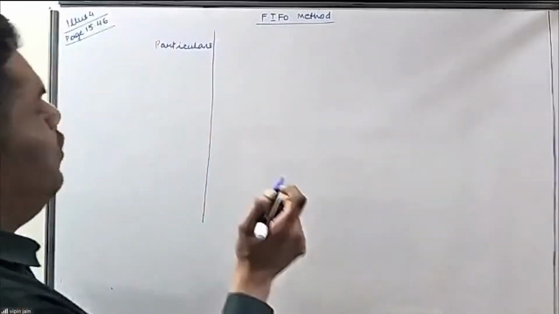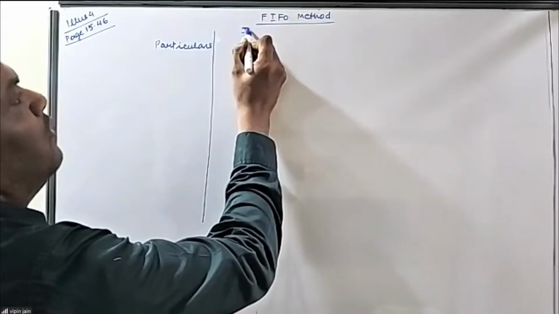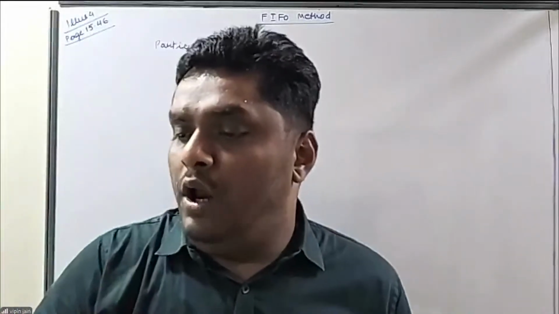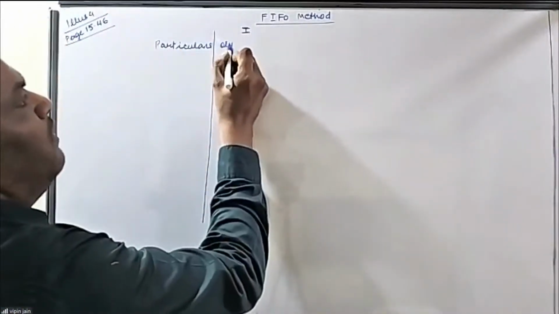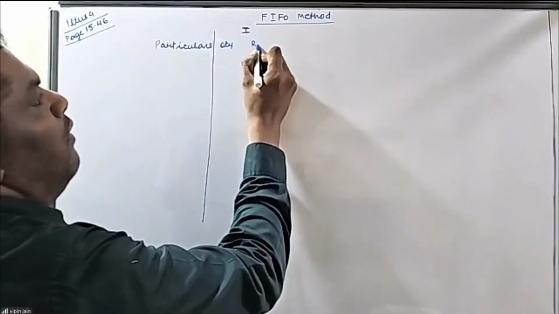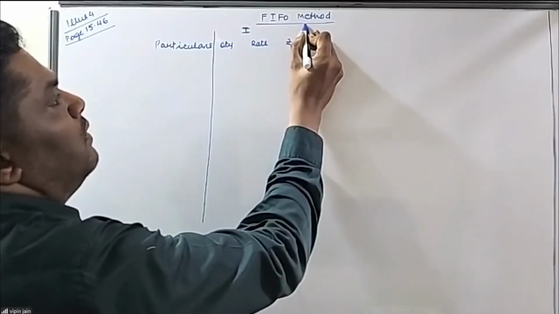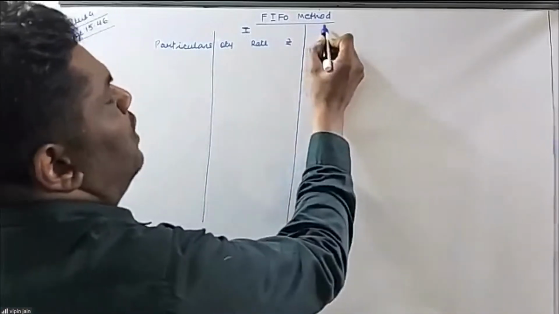So herein there are 4 quarters. Quarter 1, and the columns will be kg, rate and value. That is quantity, rate, and total amount. Similarly, for quarter 2 also.